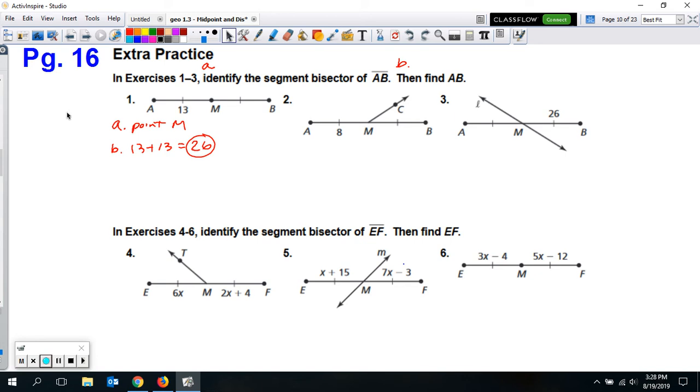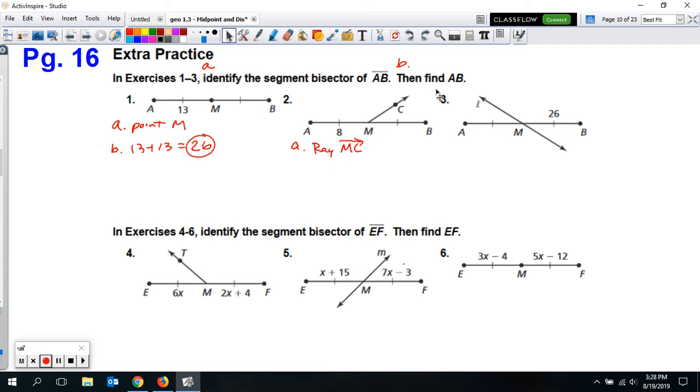Okay, hopefully you did number 2 and number 3 on your own, and then you can just check your answers. So for A, our segment bisector here is going to be a ray. So that's going to be called ray MC. Now I wrote the word ray down here. You don't actually have to write the word ray. When you write the word point, usually we like to say the word point, but I actually said the word ray. And there's MC for that one.